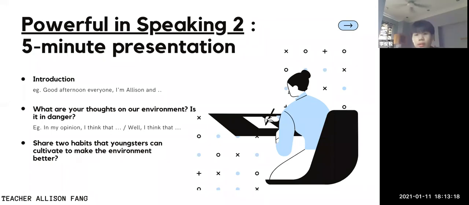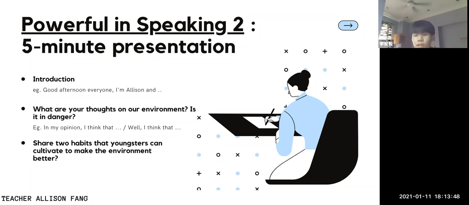Good evening to Miss Elsa and my ESL Form 5 classmates. I'm Marcus, and here's my point of view on the environment. Our environment is on the brink of collapse. We should do something about it for the sake of our planet and the living beings living around the earth. Here are two habits I can share with all the youngsters out there, or maybe all walks of life.